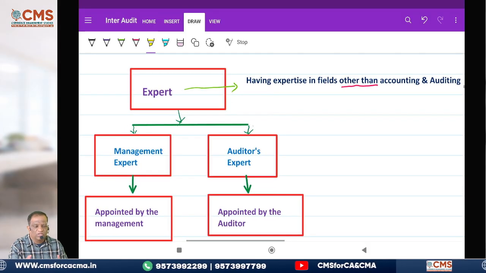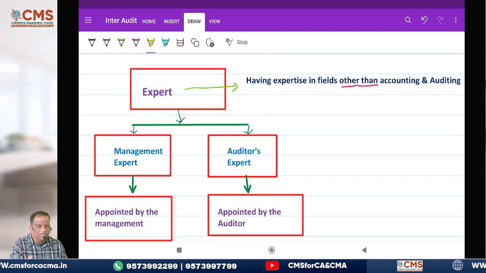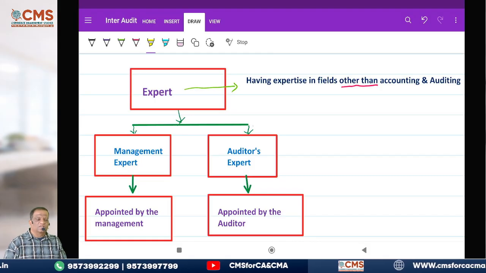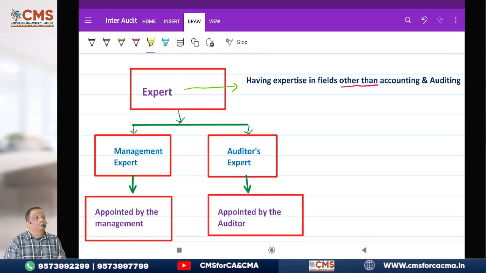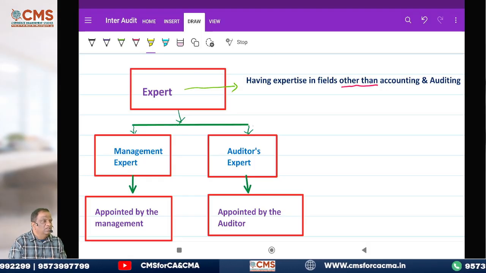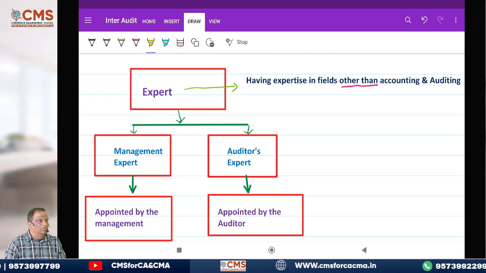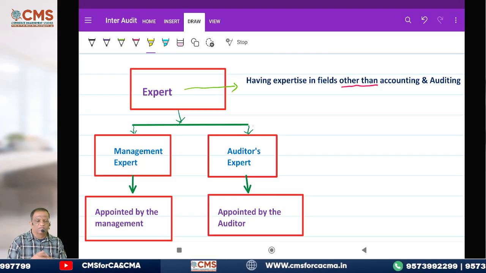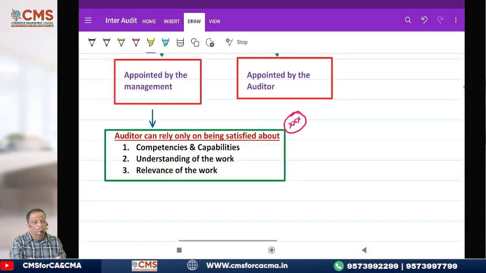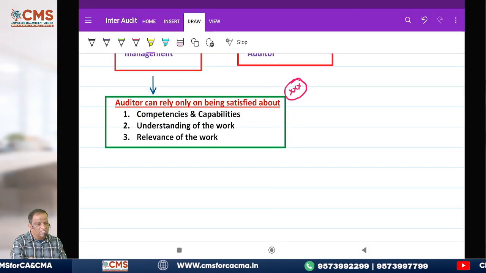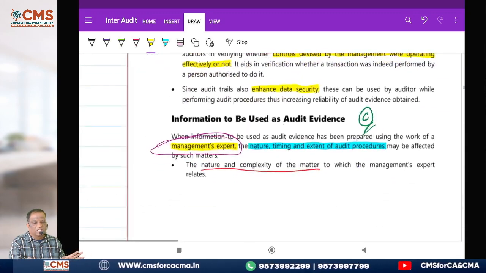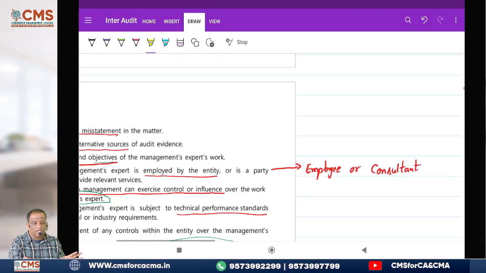Now, you tell me, what are the two types of experts? Management's expert and auditor's expert. Who is appointing the management's expert? Management. And who is appointing the auditor's expert? The auditor. Now, if you are the auditor, which expert will you trust more? The auditor's expert, because he is the person you have gone to. So you trust him and you rely on him. There is no doubt on that. But can you rely on the management's expert? That is where you have to see what the competence and capabilities are, whether he understood the work, and the relevance. Is that work relevant? After considering, you will see whether the auditor can rely on him.